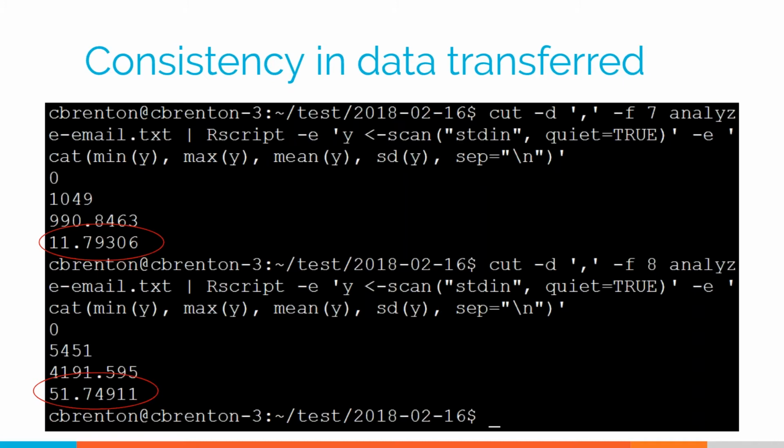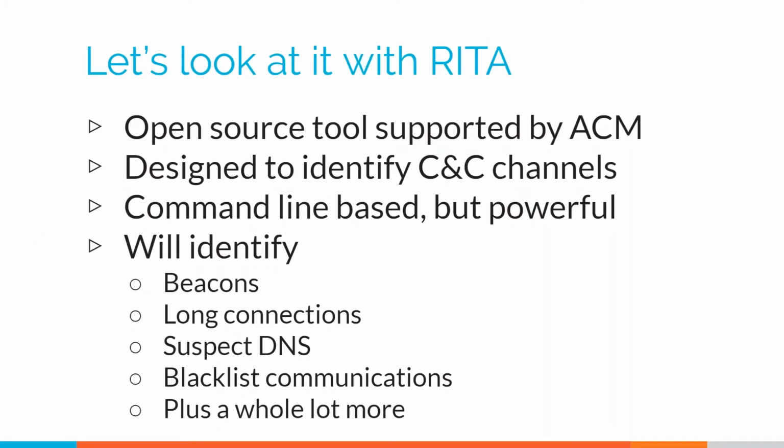But this is showing me that from a data size perspective, I'm seeing some pretty solid consistency here. It's not flat solid, so not every session is exactly the same, but it's close enough from my standard deviation to tell me, yeah, I'm probably looking at a beacon here. And because there's some variation, it's a beacon that may have been activated over this data set. So that's using just standard R script tools, command line stuff.